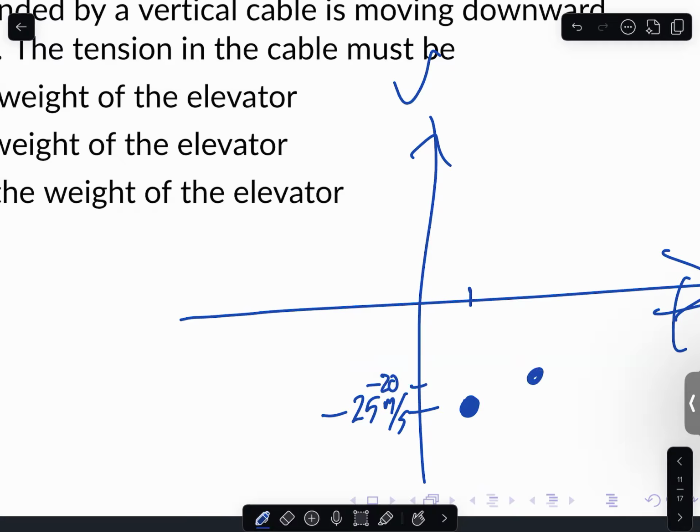So at some time 0, I'm moving at negative 25 meters per second. At some later time, I'm moving at negative 20 meters per second. Now here's the question. Has my velocity gone up or down? Google form question F: has my velocity increased or decreased? Have I added to or subtracted from my velocity? Again, 50% here.